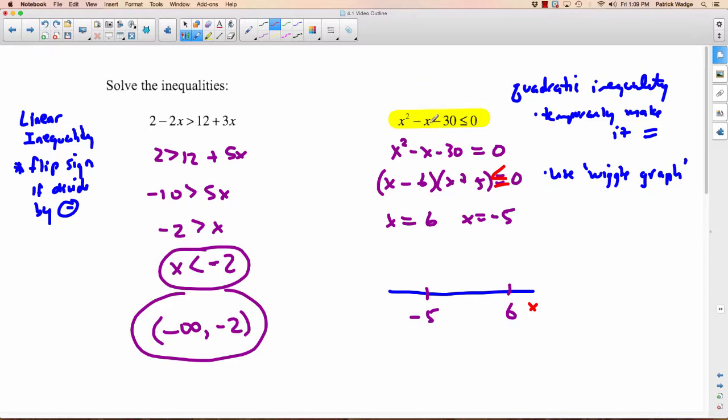0 squared is 0, take away 0, 0, take away 30 is -30. Is -30 less than or equal to 0? Yes, it is, so this is a check. How about this one over here?